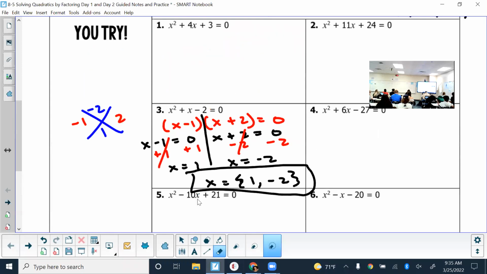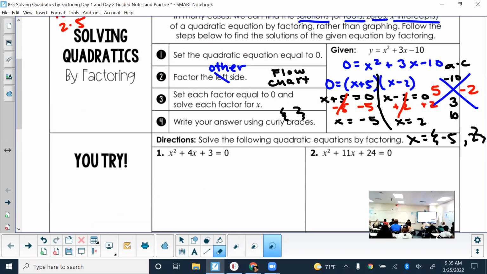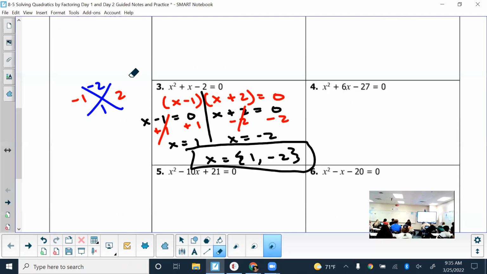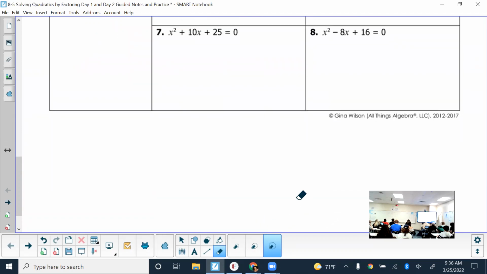All right, so here's where we left off on the notes. We did one example together here, and then a You Try down here. So now let's look at number 7 together, and then you'll try number 8. So go through the steps that are at the very top of your page.